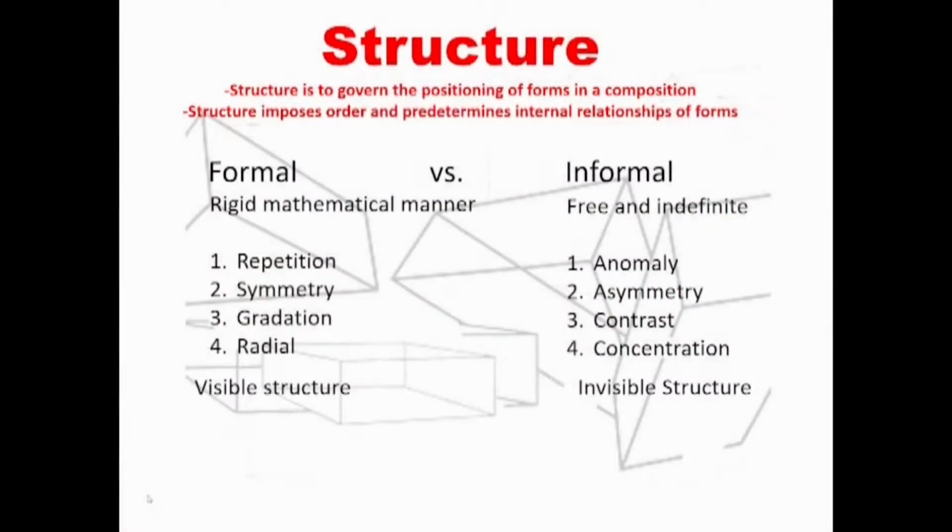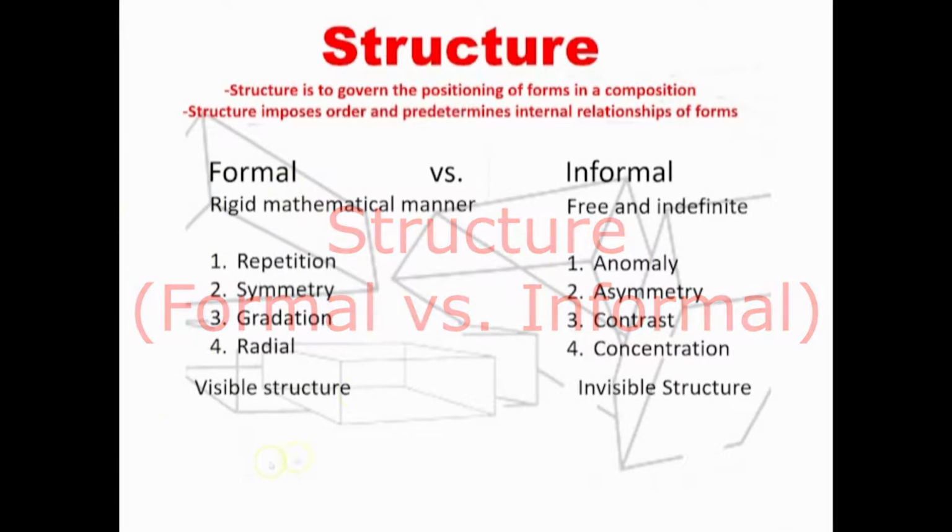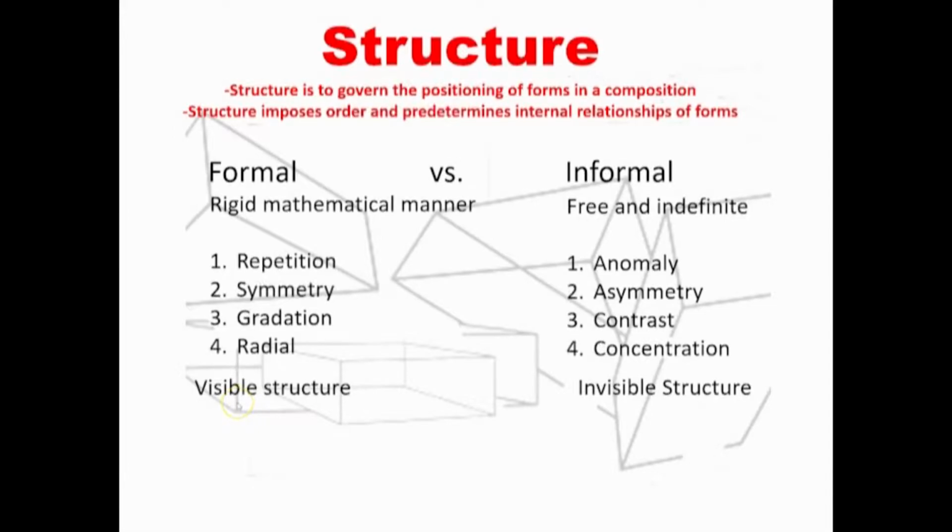Continuing our talk about composition, let's talk about structure. Structure is to govern the positioning of forms in a composition. Structure imposes order and predetermines internal relationships of forms. We can talk about structure in terms of formal structure, much more rigid and mathematical. Different categories here: repetition, symmetry, gradation, radial. It's much more visible structure.